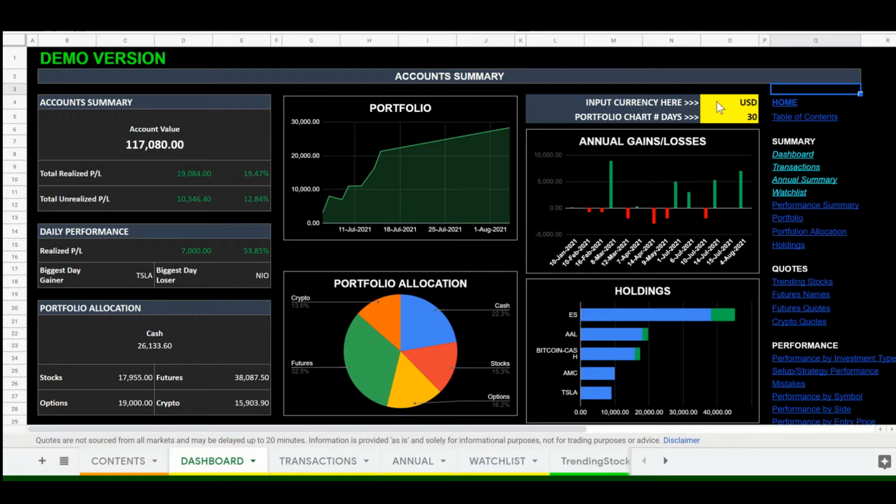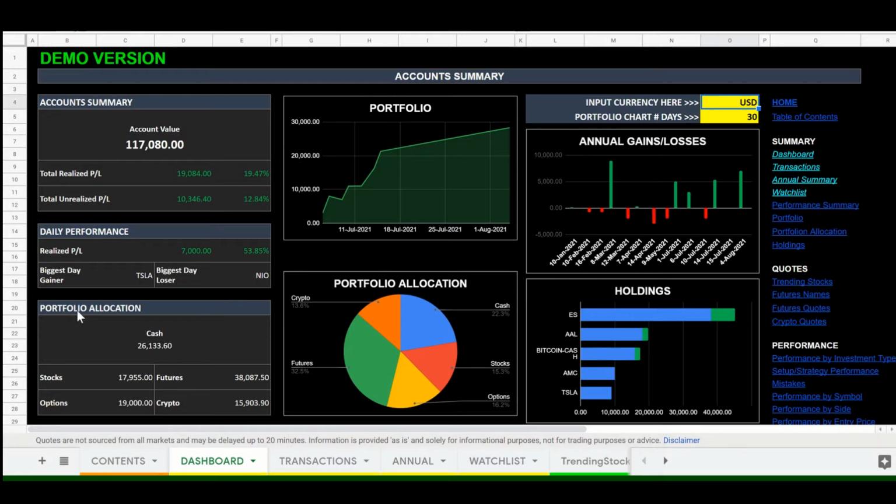So the very first thing you want to change would be currency. If you use US dollar, USD, or you trade Canadian dollar, CAD, GBP, you type that in here. So the computations will be based on your currency. So daily performance right here, you will see your realized profit loss and in percentage. In this case, my currency is US dollars, so this is 7,000 US dollars at 53.85%. Biggest day gainer, Tesla. Biggest day loser was NEO.